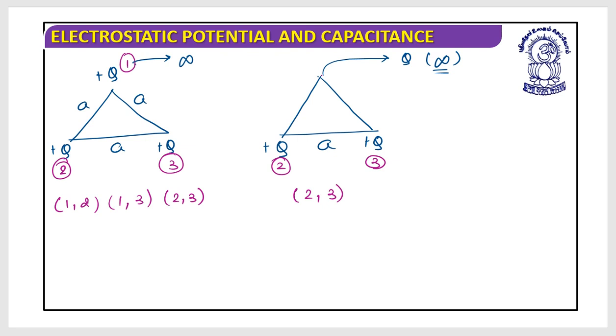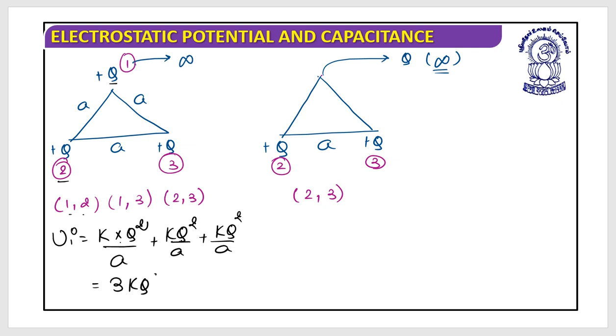If I simply write the potential energy for both the cases, then what I can have is Ui, first 1 comma 2, this is first, this is second, it is k multiplied by q, that's kq square divided by a, plus 1 comma 3, kq square divided by a, plus 2 comma 3, kq square divided by a. That is 3kq square divided by a. This is the initial potential energy of the system. I hope these things are clear to you.